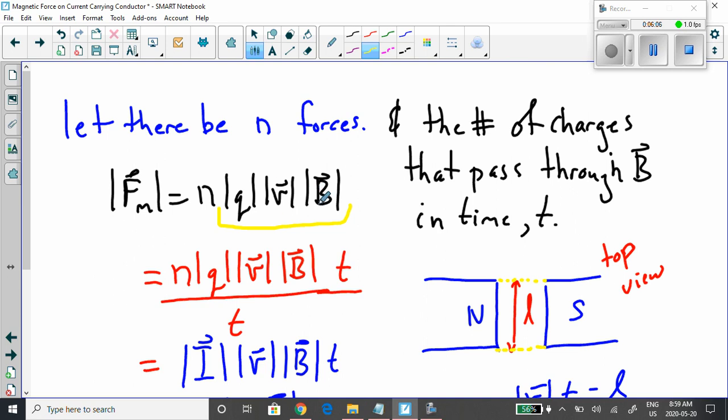All right. Then what we're going to do is multiply top and bottom by the number of charges that pass through where the magnetic field exists in a time t. It doesn't change anything. If I multiply the numerator and the denominator by the same thing, I haven't changed the quantity.